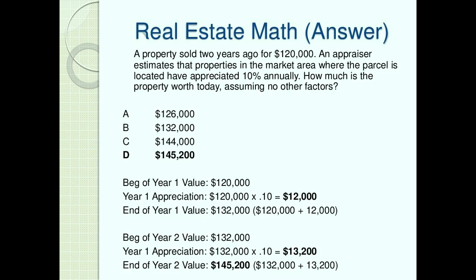All right. And had you chosen B, all right, had you chosen B for 132, that's for a person who just did the 10% in the first year, but forgot all about the second year. So you would get 12,000 plus the 120 for 132,000. That answer is there waiting on you, but it's incorrect.